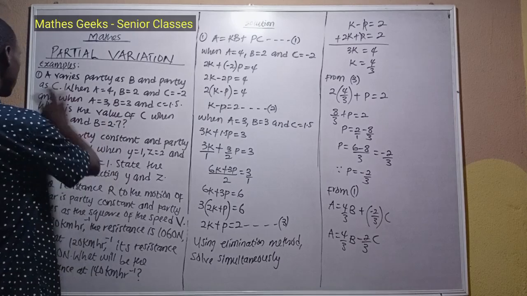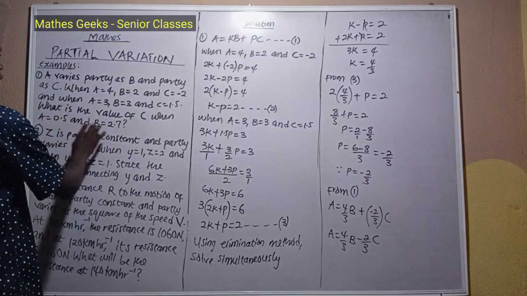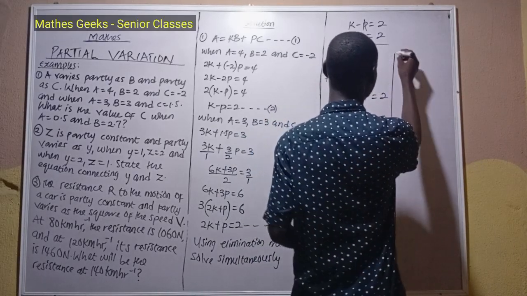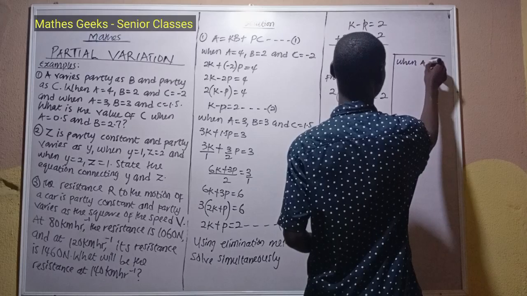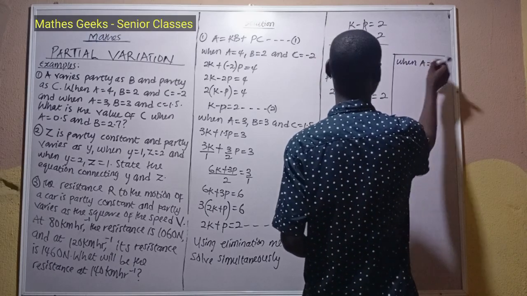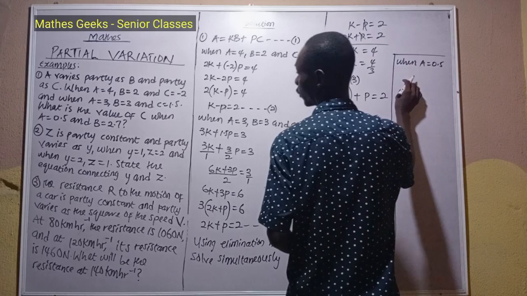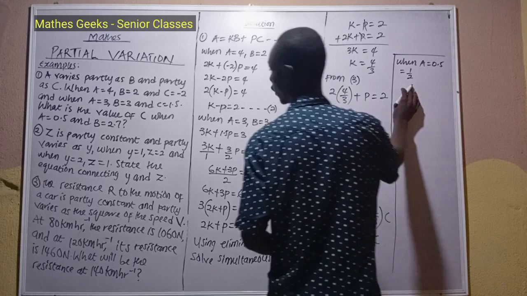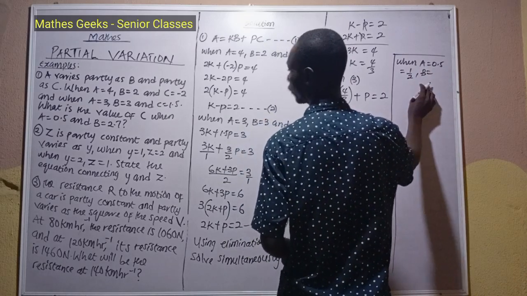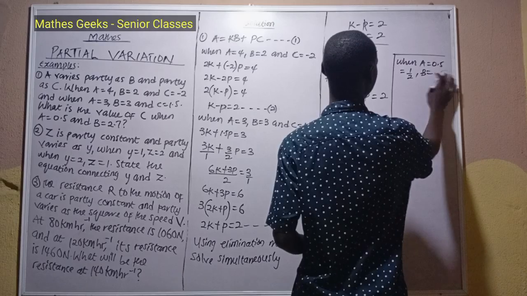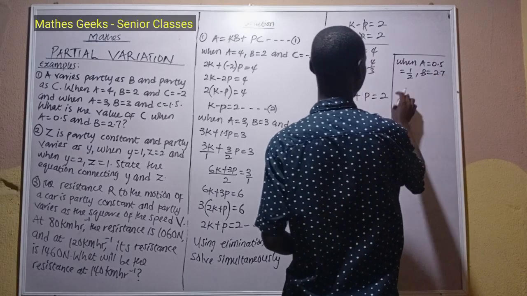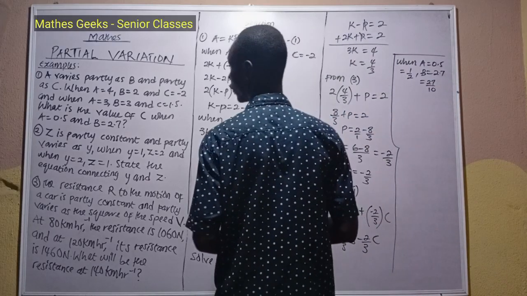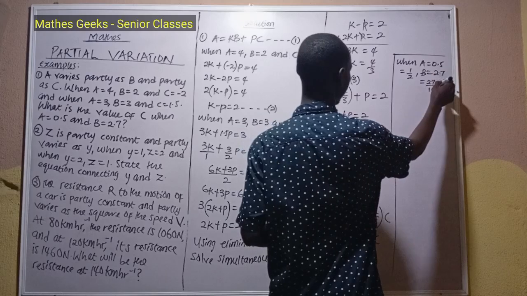The question says, what is the value of C when A is 0.5 and B is 2.7? Let me use this part of the board. When A is 0.5, and 0.5 is equivalent to 1 over 2, and B is equal to 2.7, which is also equivalent to 27 over 10. What is C? Find C.